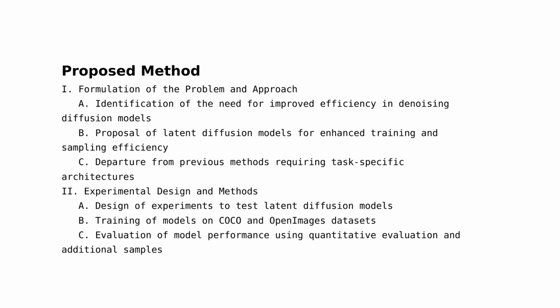Section 1. Formulation of the problem and approach. The authors of this paper have identified a need for improved efficiency in the training and sampling of denoising diffusion models. They have approached this problem by proposing the use of latent diffusion models, which are designed to enhance both the training and sampling efficiency without compromising the quality of the models. This approach is a departure from previous methods that may have required task-specific architectures and could have resulted in a degradation of model quality.